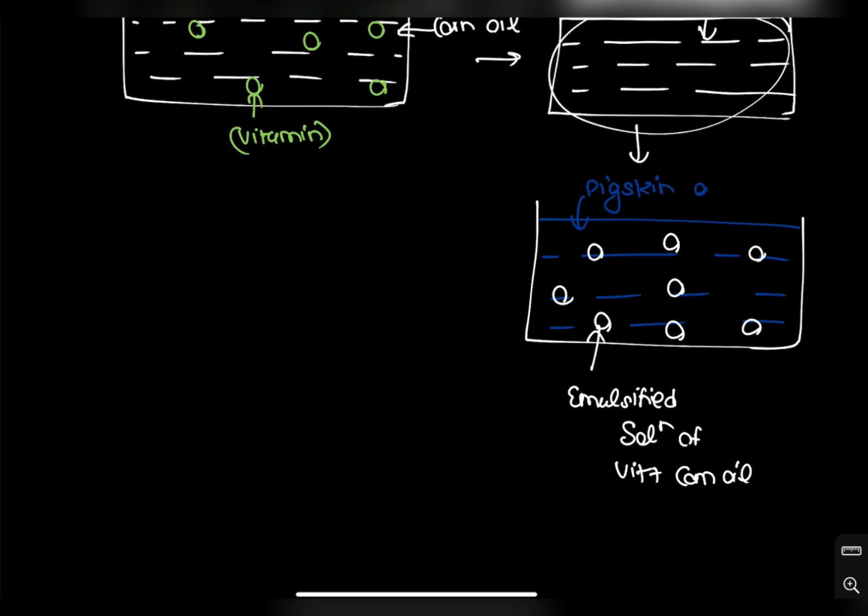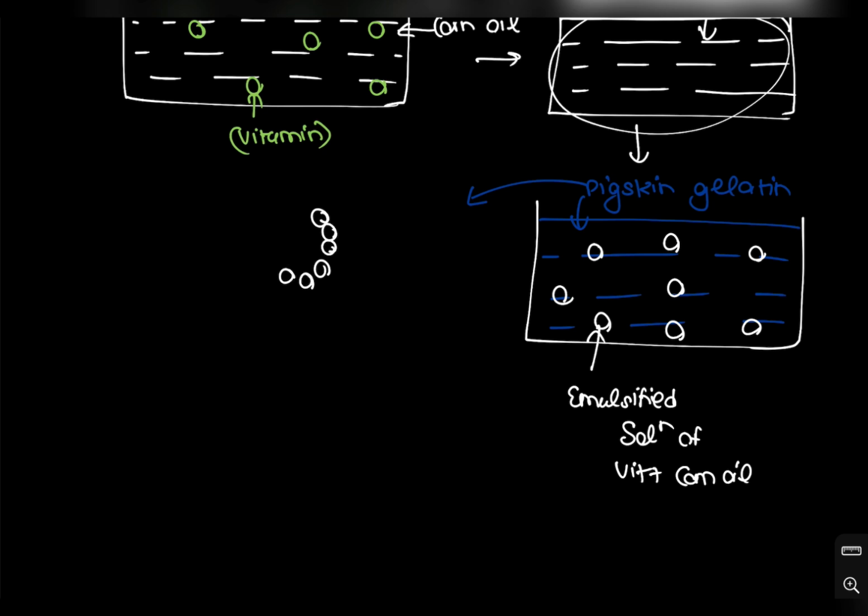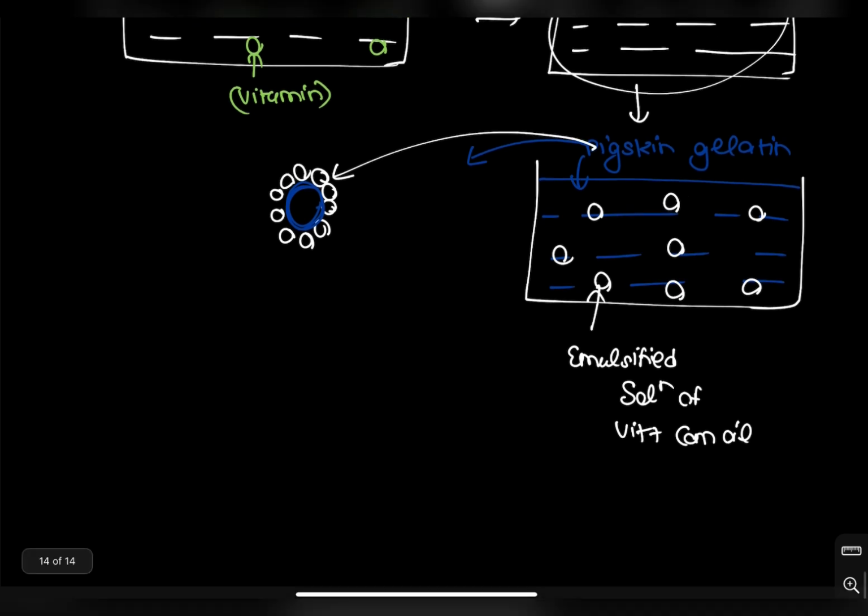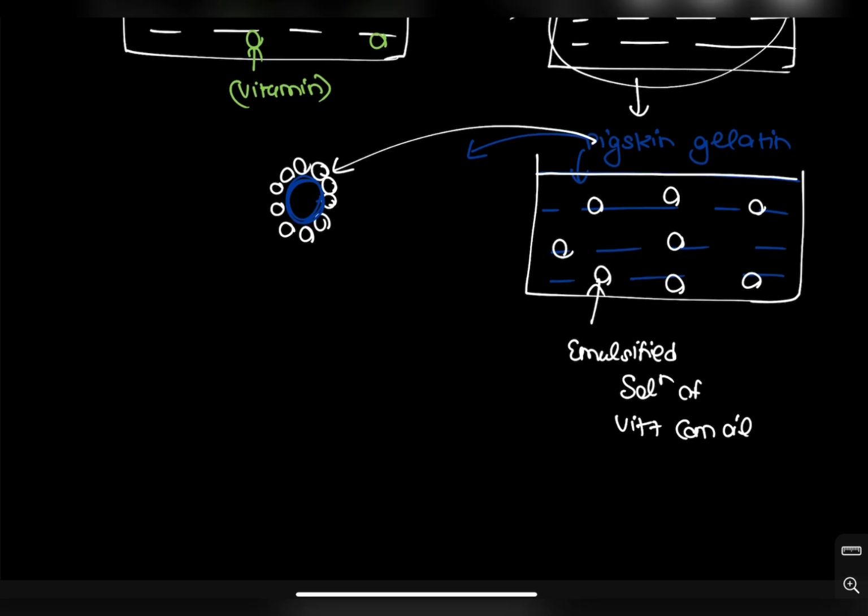Now the thing is, what we want is that the corn oil forms a layer around the pig skin gelatin. We want this. This is our final aim. But in this case, what we have is a solution in which you have pig skin gelatin, in which there is an emulsified solution of vitamin plus corn oil. So we need to do some steps through which we will obtain this. The final product after those steps will be this.